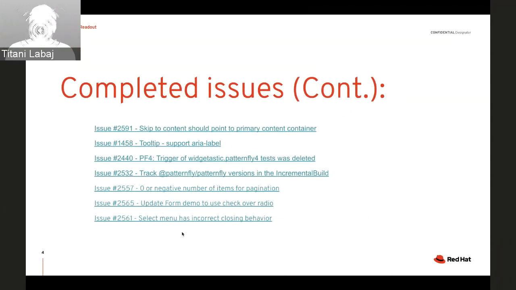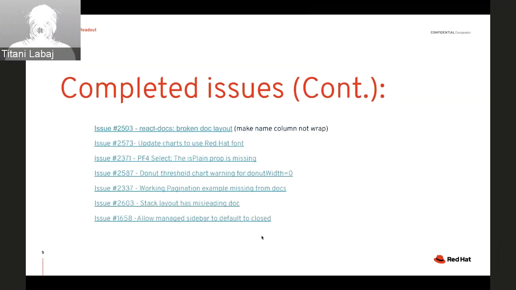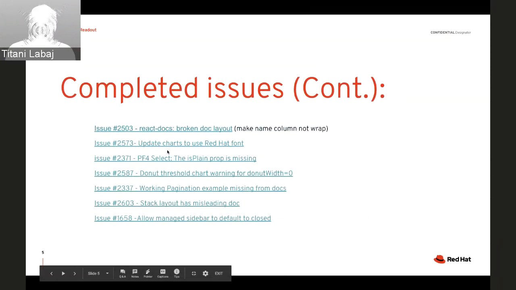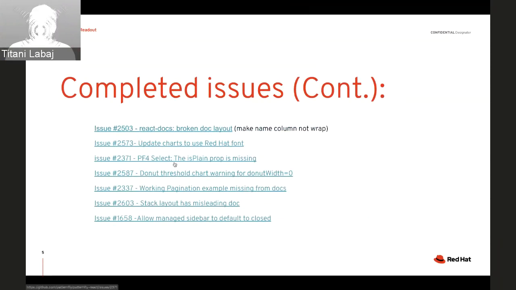The select menu had incorrect closing behavior. React docs were broken, that was fixed. We updated the charts to use Red Hat font. The select isPlain prop was missing. Donut chart was updated as well for the warning when the donut width was 0. The pagination example was added for a working pagination example.